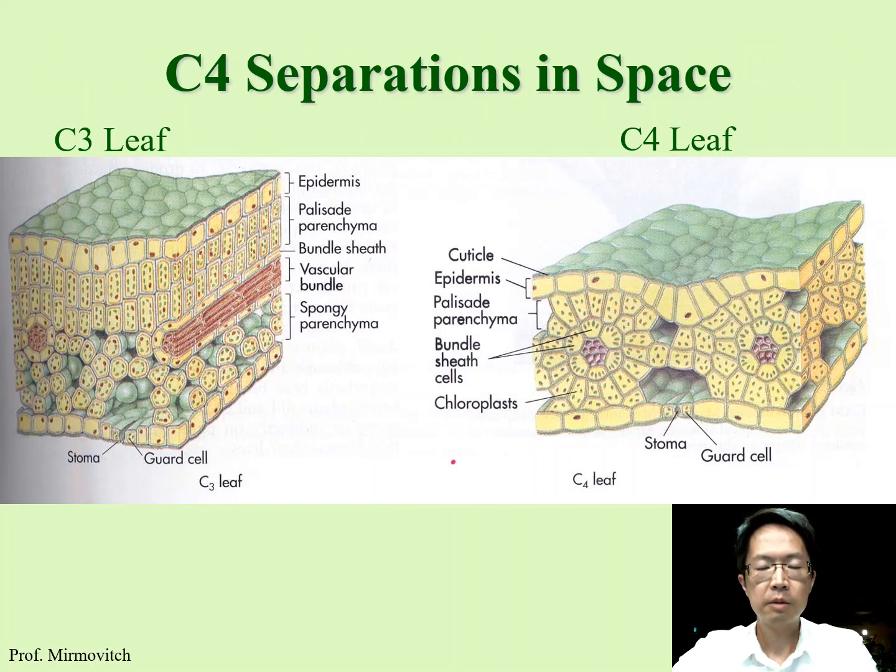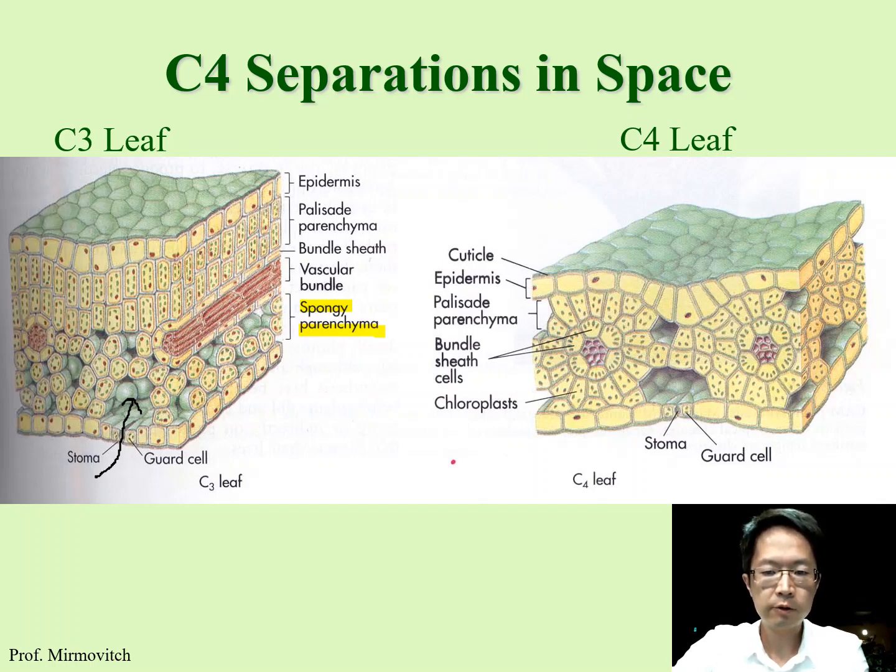Let's look at and compare the structure of C3 and C4 leaves. For the C3 leaves, that means most of the plants, they have the stomata, so carbon dioxide goes through the stomata and into the spongy parenchyma. And then the gas will diffuse into the spongy parenchyma, and they will start doing the photosynthesis, and the spongy parenchyma, which is here, will produce oxygen. So the oxygen will mix with carbon dioxide in the space in the spongy parenchyma. That can cause the so-called photorespiration.